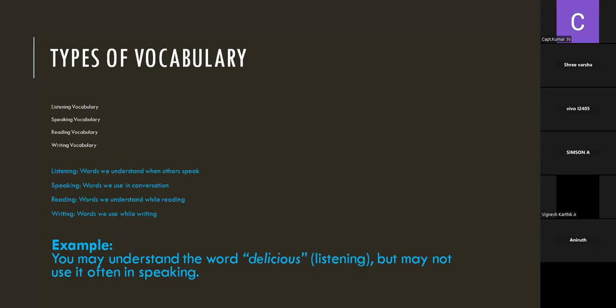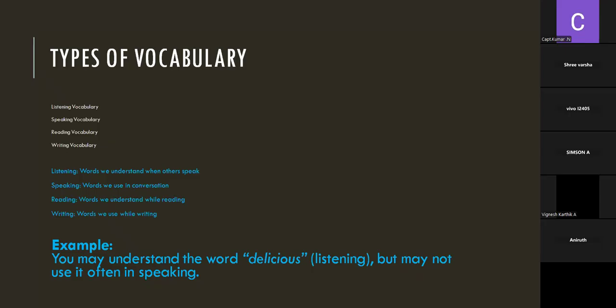Now, let me see the examples. You may understand the word delicious, but may not use it often in speaking. So we'll see the explanation now. That is, different types of vocabulary help us in different skills.